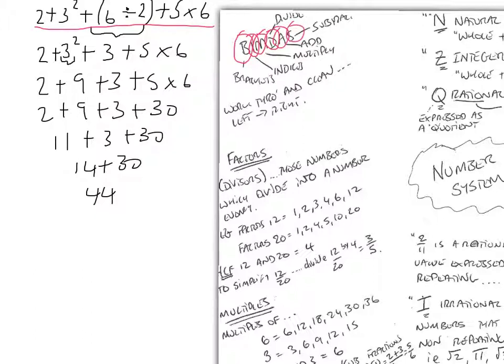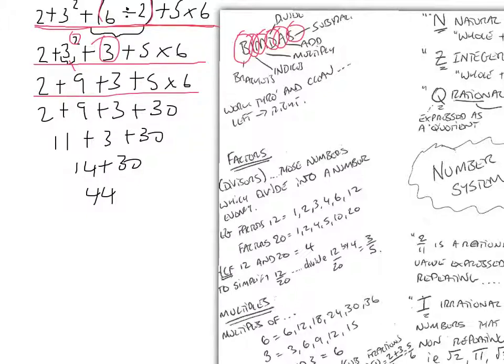So if you look at this example here, we have 2 plus 3 to the power of 2 plus bracket 6 divided by 2 close brackets plus 5 times 6. So if we're going to use the BIMDAS rule, the first thing we need to fix is what's in the brackets, and 6 divided by 2 is 3. So we rewrite the line. We have 2 plus 3 to the power of 2 plus 3 plus 5 times 6. Next thing we look for is the power, or the indices. That's what the I stands for. And we see that 3 to the power of 2 is 9, and we rewrite the sum again.